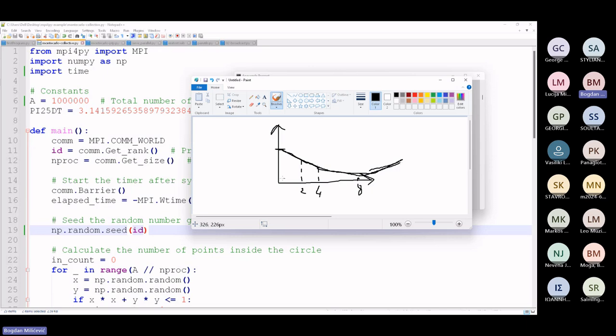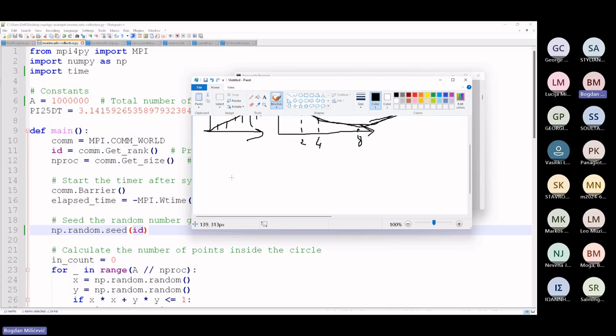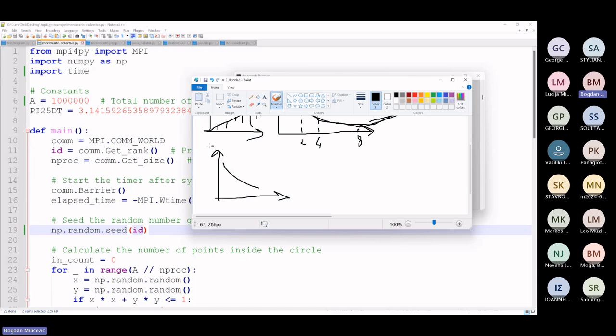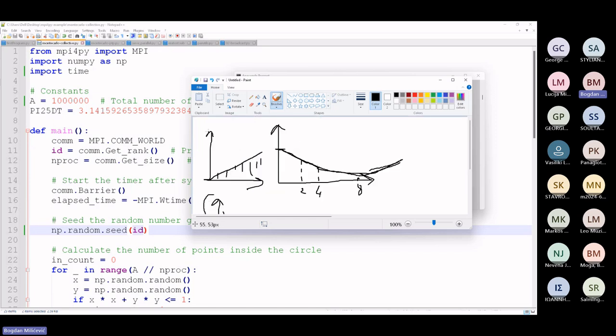The communication time usually, not always, because some other things are included, but usually goes something like this. The more processes, the more time needed to communicate with them. That's the communication time. And the execution time, generally, with a large number of processors, declines. But when we combine these two, the calculation time and the communication time, we actually get something like this.